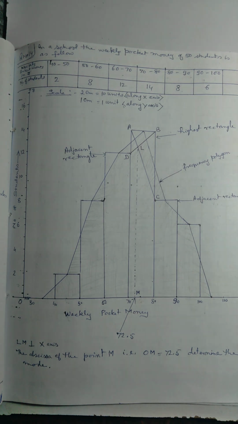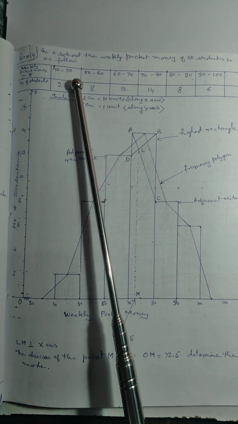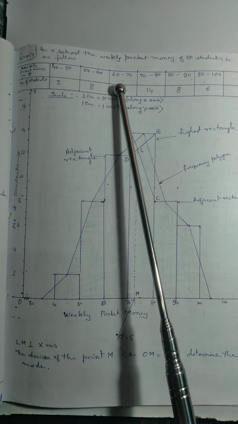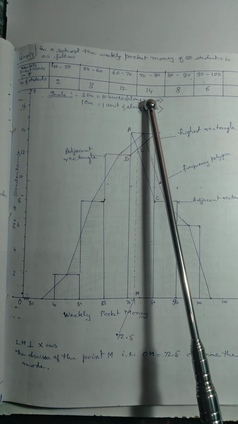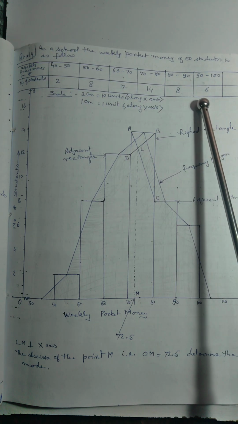ICSE Mathematics Class 10th, Chapter 19, Exercise, Self-Evaluation and Revision. Question number 14. In a school, the weekly pocket money of 50 students is as follows. Weekly pocket money: 40 to 50, 2 students; 50 to 60, 8 students; 60 to 70, 12 students; 70 to 80, 14 students; 80 to 90, 8 students; 90 to 100, 6 students.